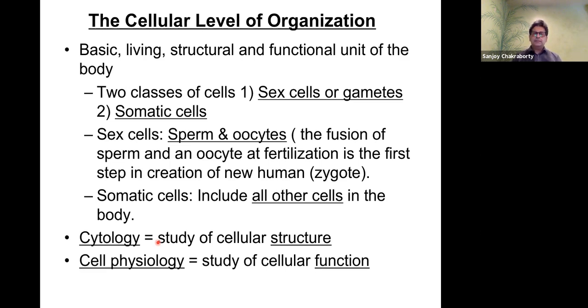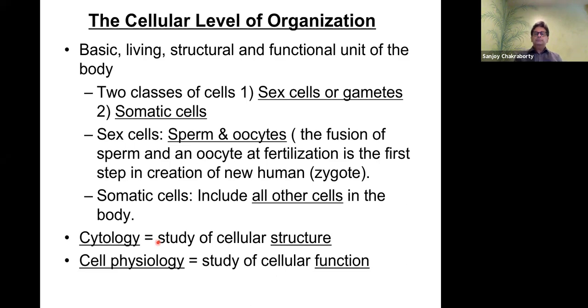Okay. Somatic cells. Somatic cells are the body cells, meaning any other place in your body: liver cells, skin cells, lung cells. Anything that is not sperm and oocyte is called a somatic cell.